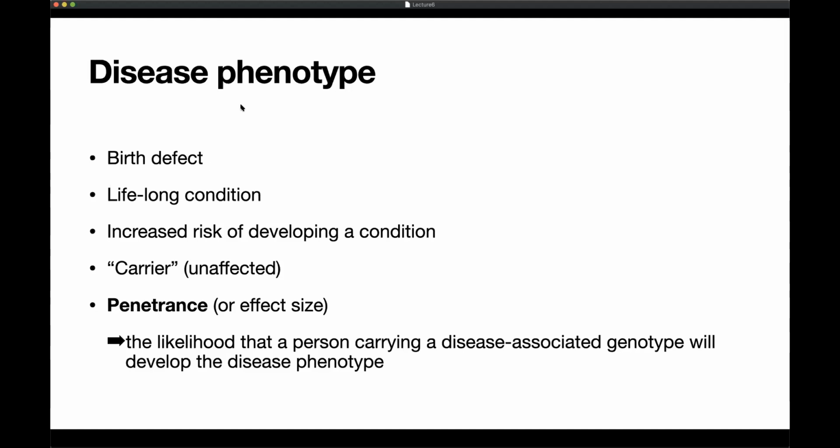When you talk about disease phenotype, one of the terms you will see thrown around is penetrance or effect size. It's defined as the likelihood that a person carrying a disease-associated genotype will develop the disease phenotype. So strong, high, or large penetrance means that if you have this mutation, you're pretty much guaranteed to have the disease. And low penetrance means that only a very small fraction of people that have a particular mutation will develop the disease.